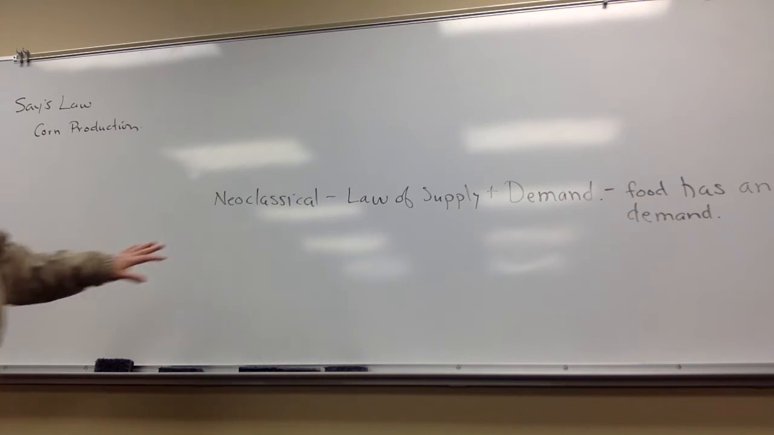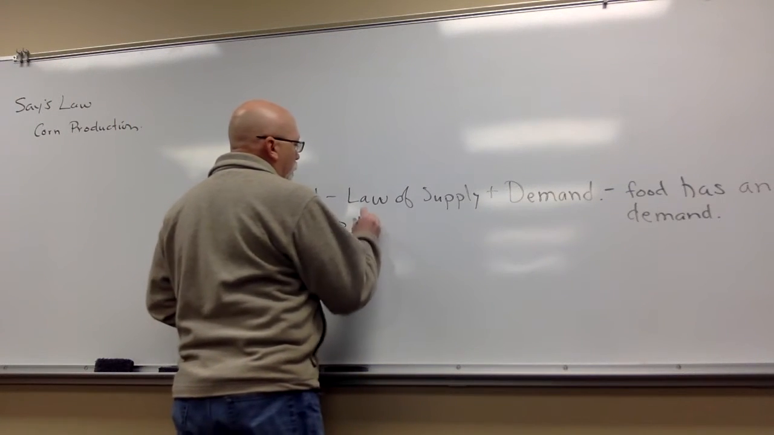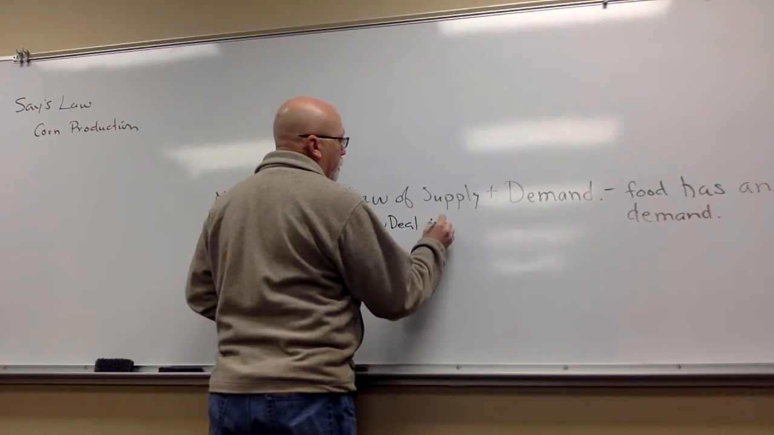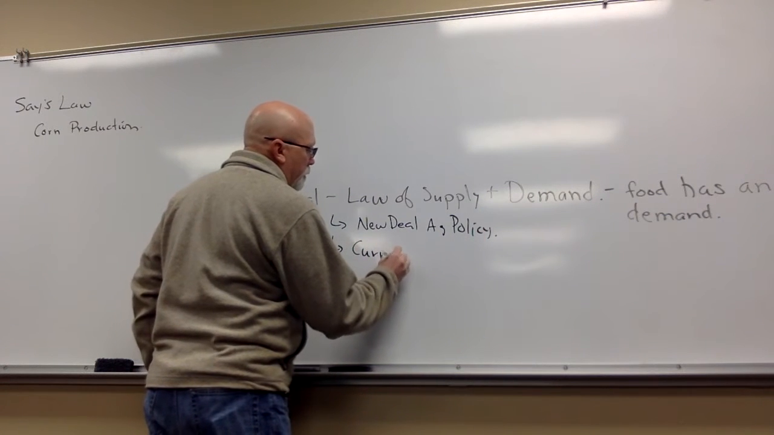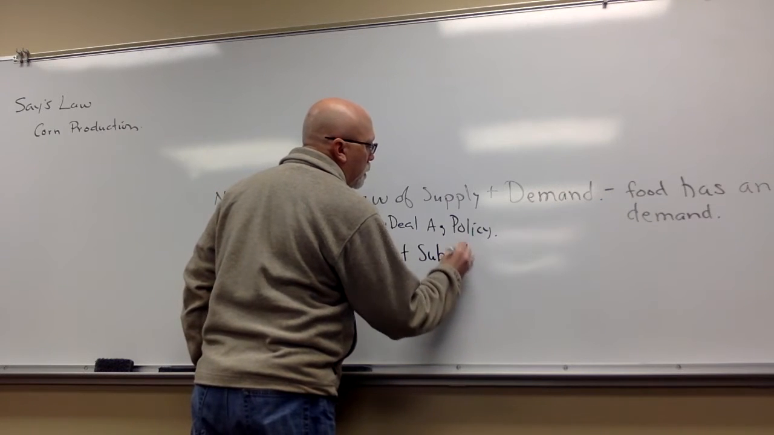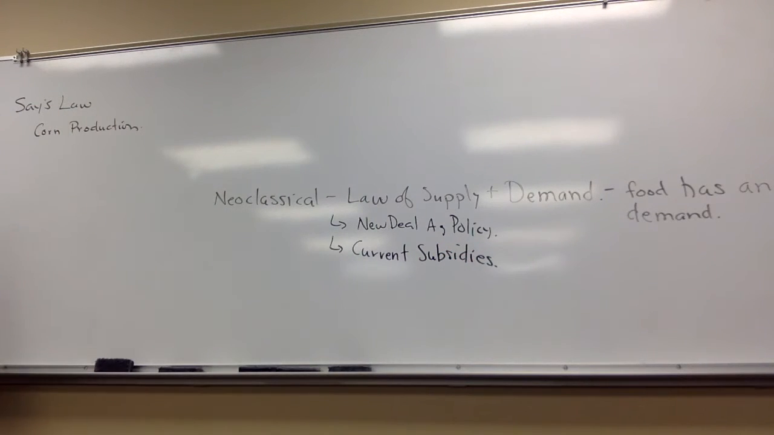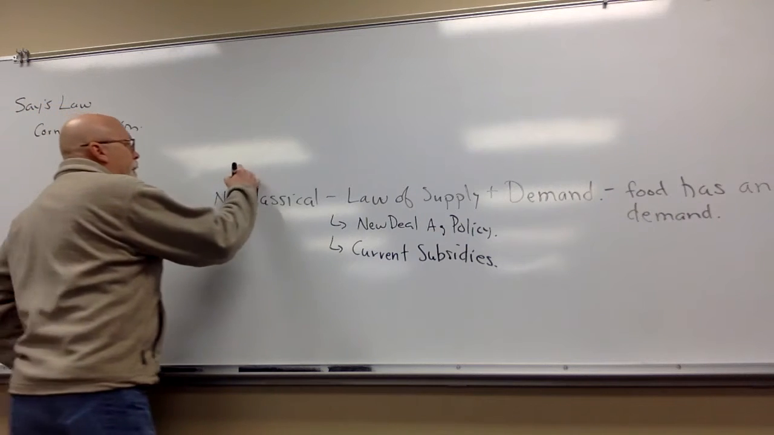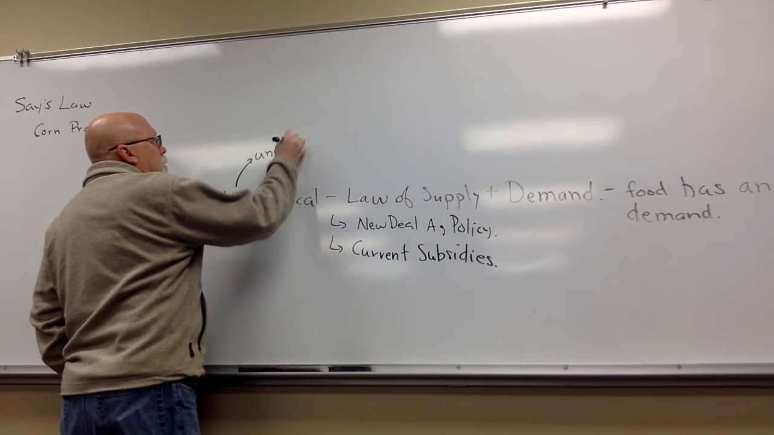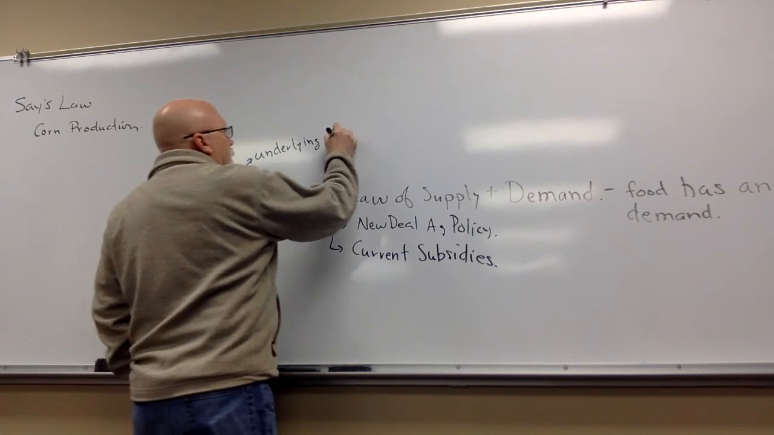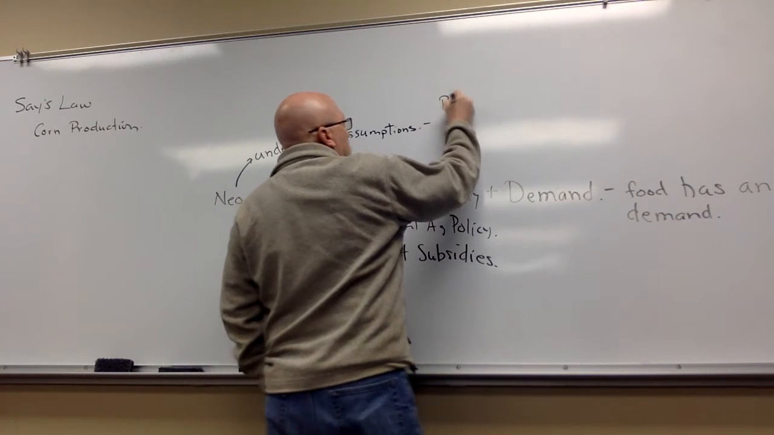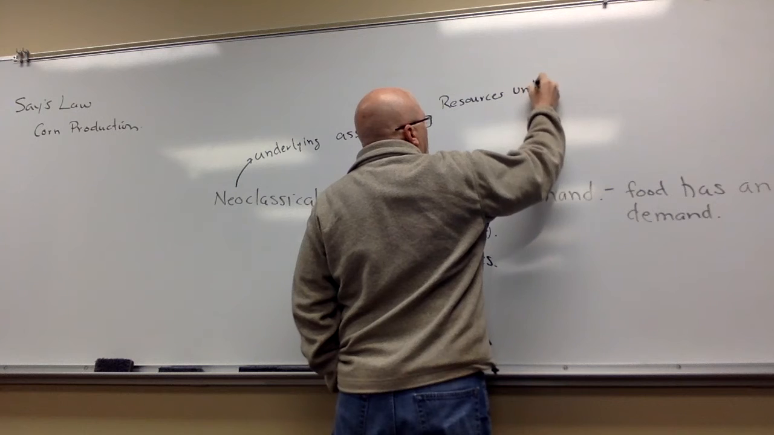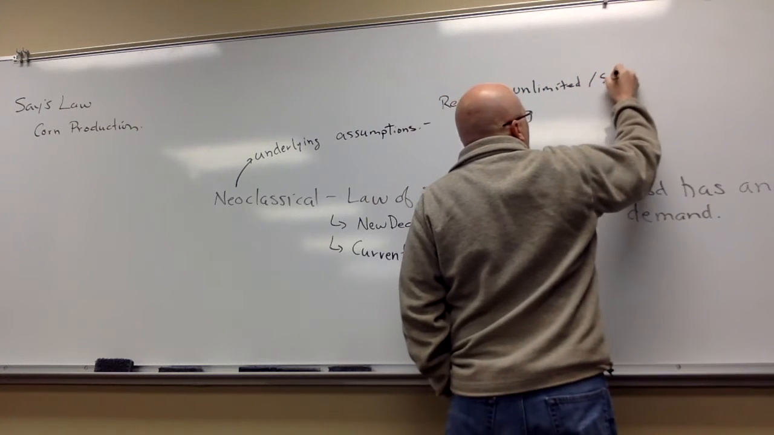So we talked about neoclassical economics, how this applies to New Deal agricultural policy, how this applies to current systems of subsidies. Then the thing that we most recently did in thinking about economics with regard to food, and this is what we did just last week, is we thought about the underlying assumptions of neoclassical economics, this idea that resources are either unlimited or substitutable.